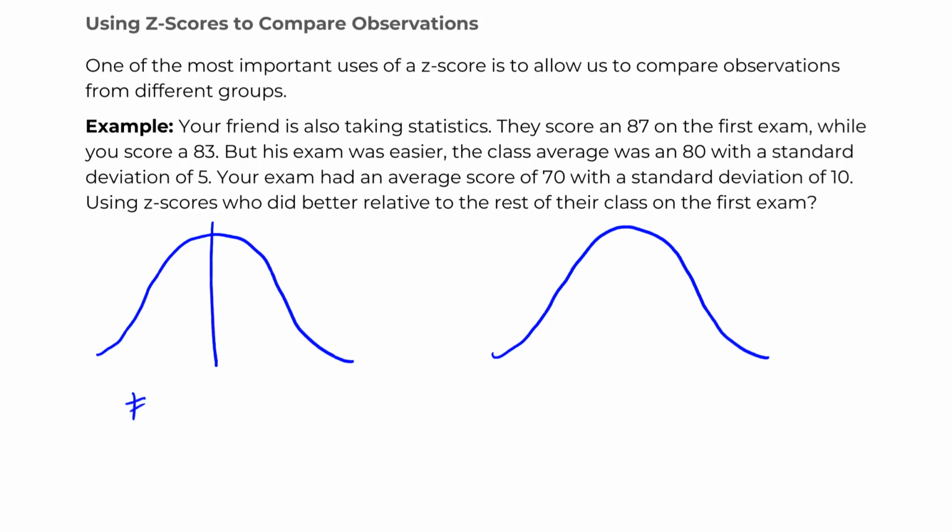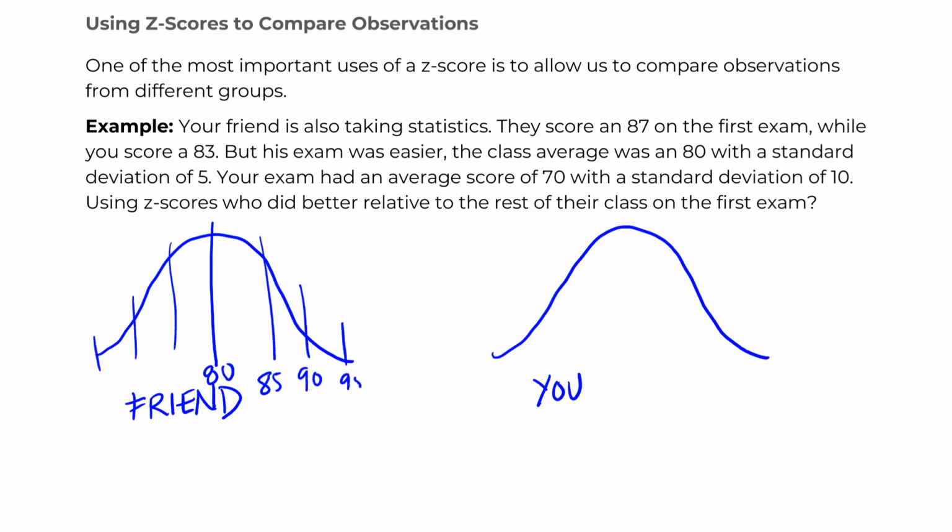So this is your friend. This is you in terms of the classes. In your friend's class, like we said, the average was an 80. That is not 80, that's 81. I don't understand what happens in my brain sometimes. And then we could do those 3 standard deviations above and below. So 85, 90, 95. And your friend scored an 87. So they're right above the 85 mark, right? Not quite halfway between the 85 and the 90.